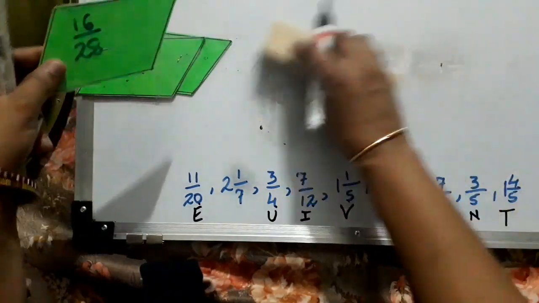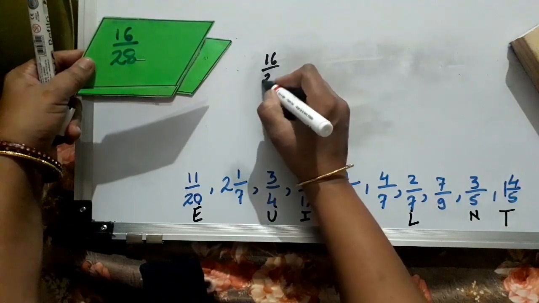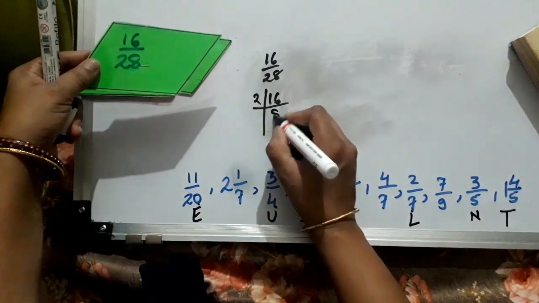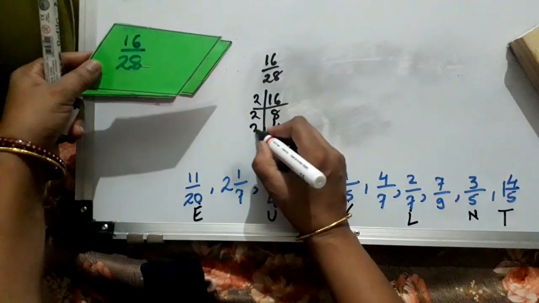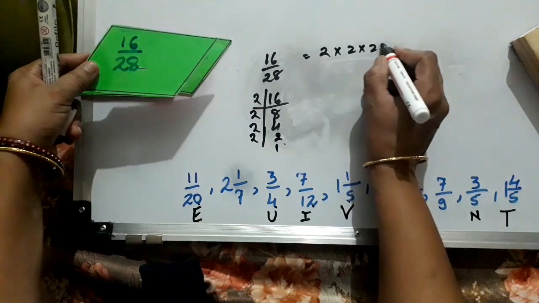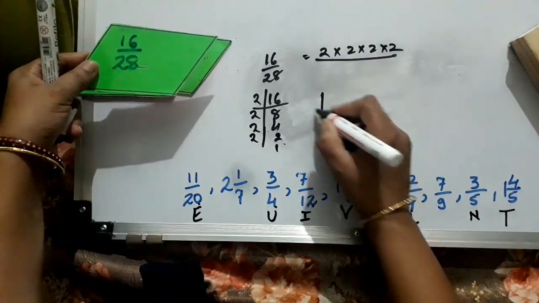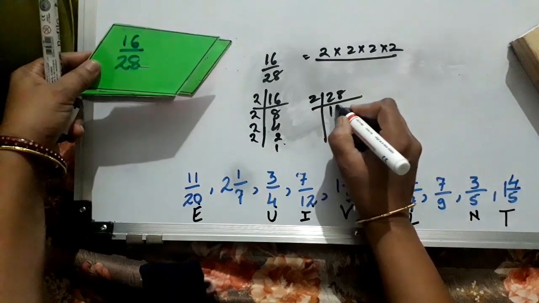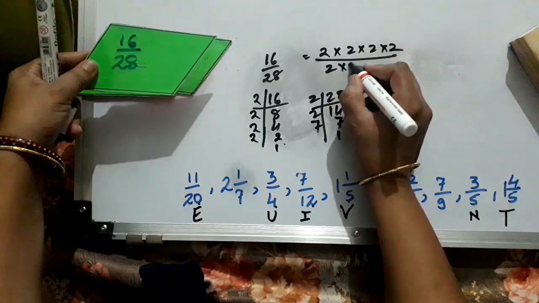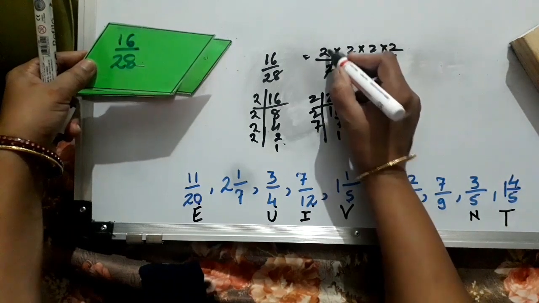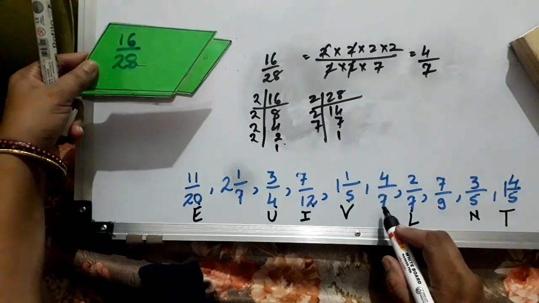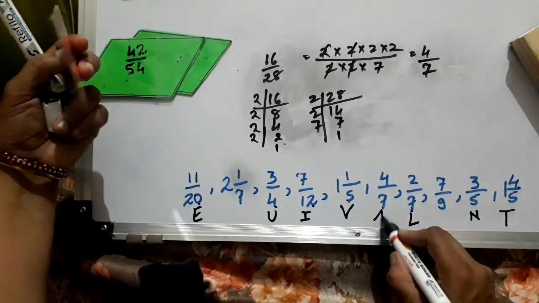Next is 16 upon 28. So here for 16, 2 8s are 16, 2 4s are 8, 2 2s are 4, 2 1s are 2. So here you have 2 into 2 into 2 into 2, and for 28 you will have it as 2 14s are 28, 2 7s are 14, 7 1s are 7. So here 2 into 2 into 7. So 2 will go away. So here is 4 upon 7, which is here, and the letter is A.